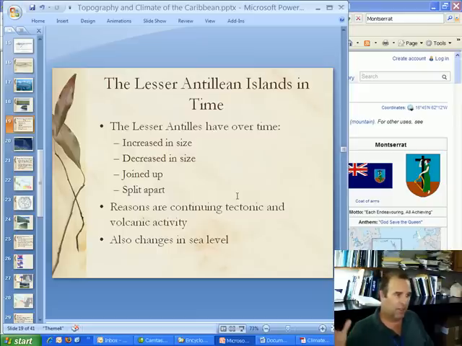Tobago has got more of a continental flora than any of the other smaller Lesser Antillean islands, but less so than, say, Trinidad, which was probably joined onto the mainland longer. Okay, so we need to understand how these islands have increased in size, decreased in size over time, so that we can understand the biota that we get, the ecology that we get on these different islands.